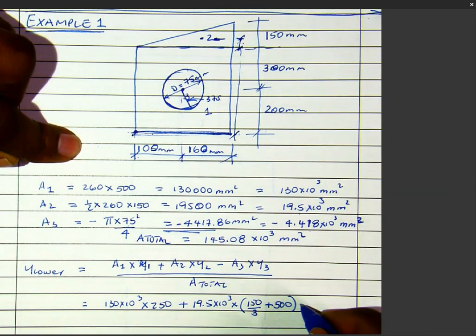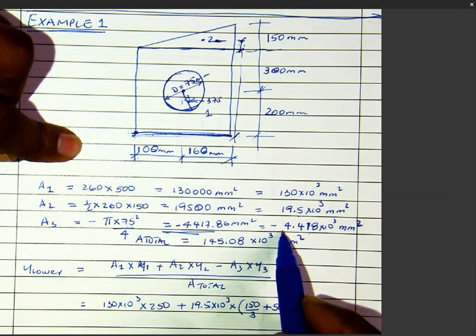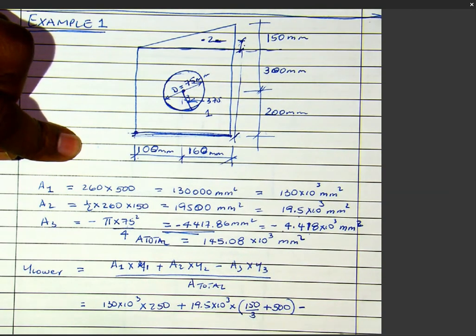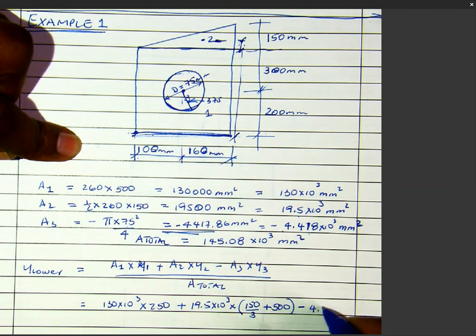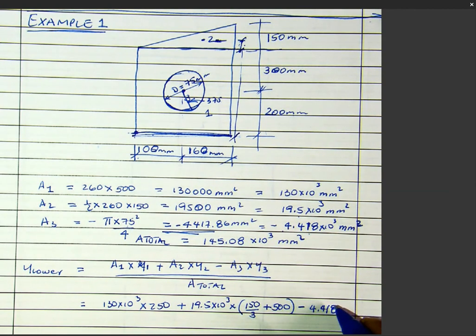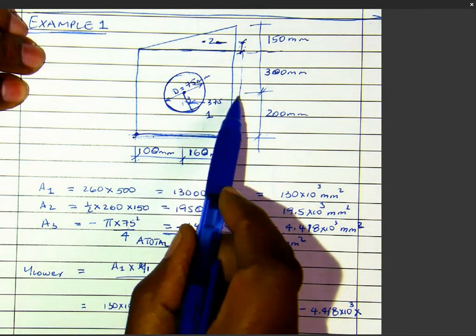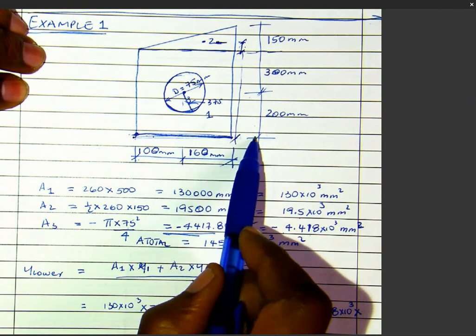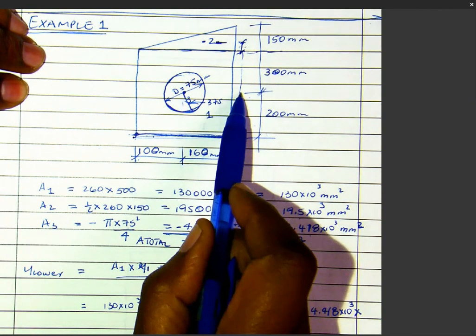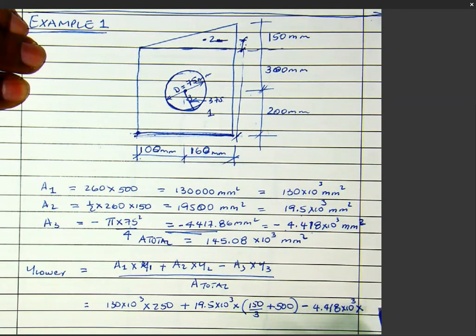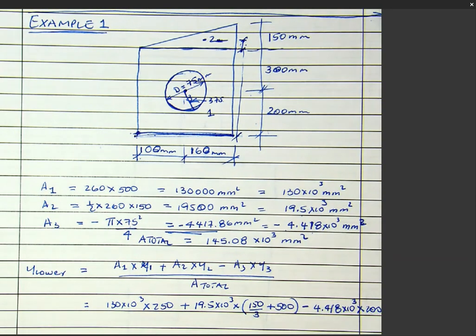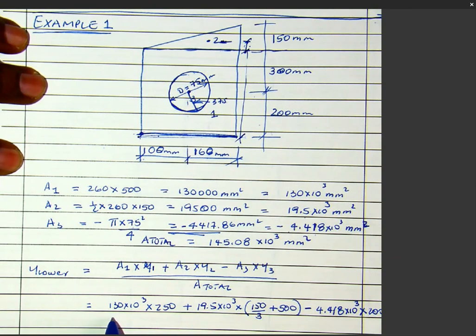Therefore, I must add this distance, the bottom distance, this one, plus 500. Then minus. Why am I minusing now? Minus because I'm subtracting the area. Is that right? The area is 4,418 times 10 to the power 3 times, what is the distance? The distance is given, guys. You are told that the distance from the bottom to the center of that area is 200.